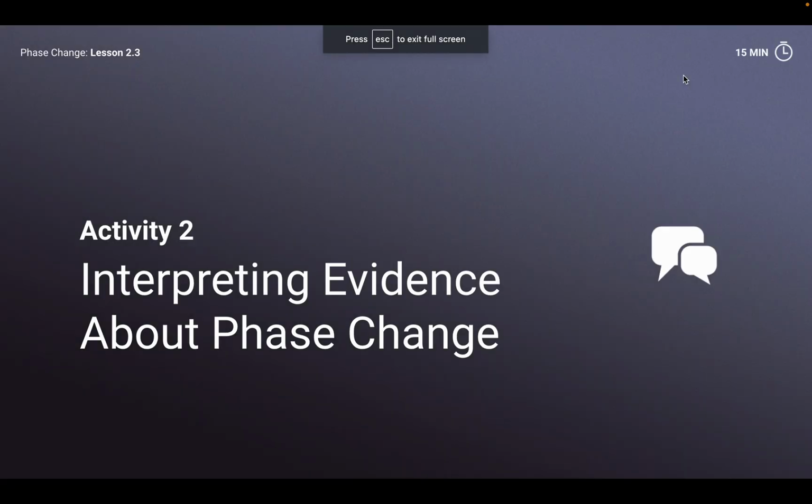So I've got some cards for you, and I need you to interpret this evidence about phase change. And guess what? I know you're saying what, and I'm going to tell you. We're going to find out today whether that lake on Titan froze or evaporated. I know, you're so excited. Here we go.